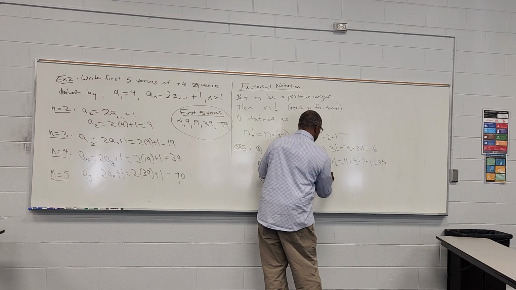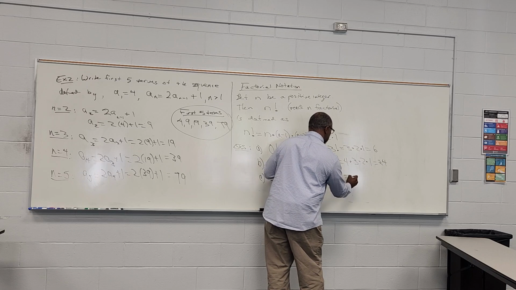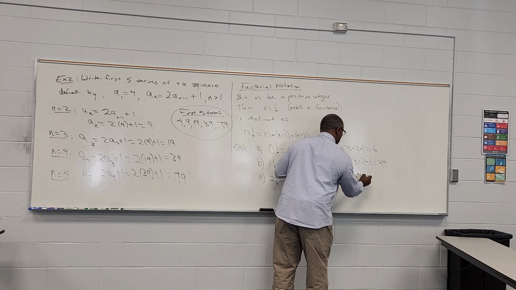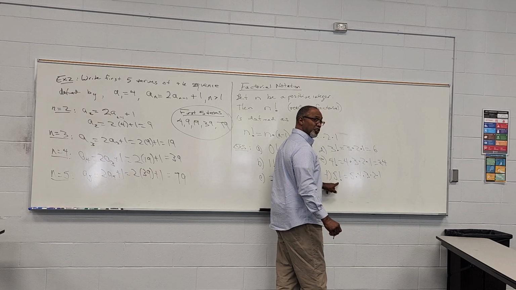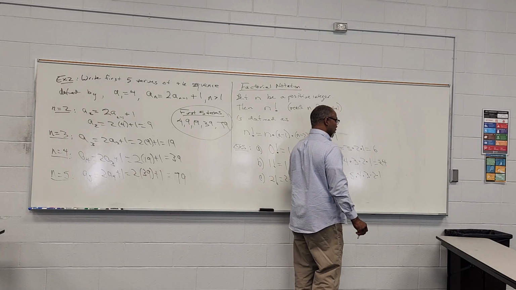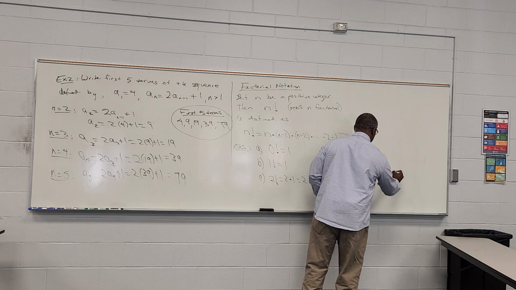Okay? 5 factorial. That means 5 times 4 times 3 times 2 times 1. And again, do that in your calculator. So that should be 120, I think.